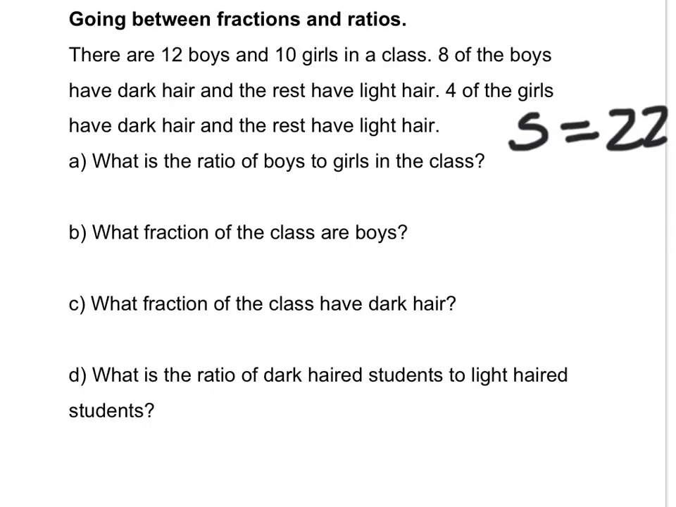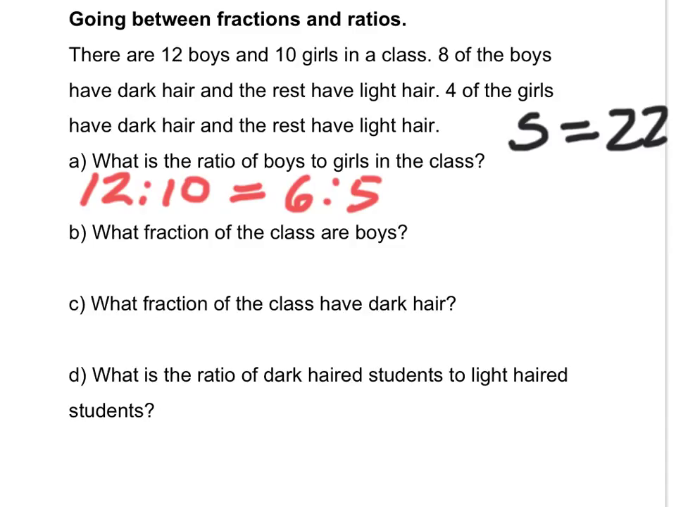What is the ratio of boys to girls in the class? This is easy. There's 12 boys and 10 girls, and we can simplify that to 6 to 5. So that means for every 6 boys in the class, there are 5 girls.